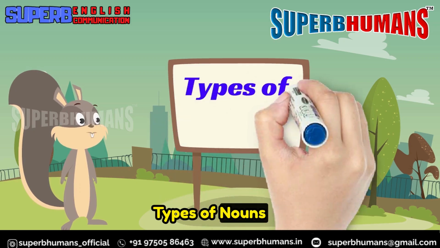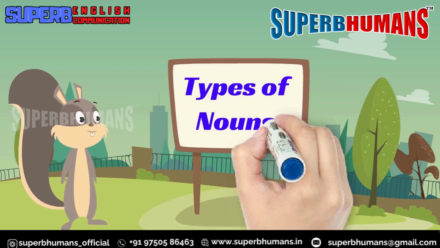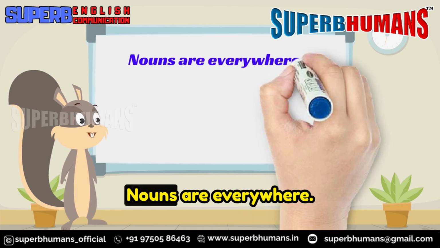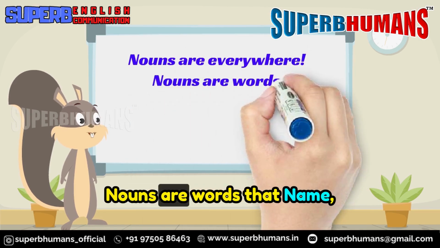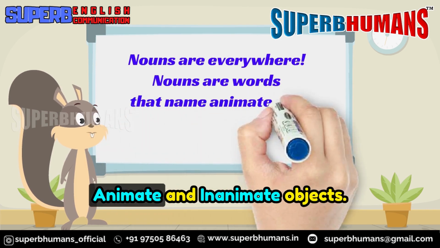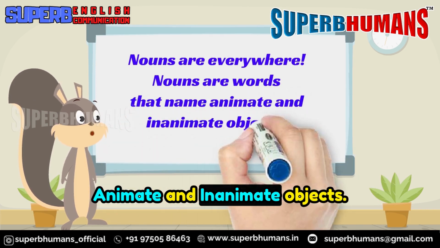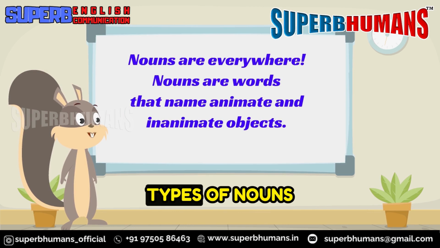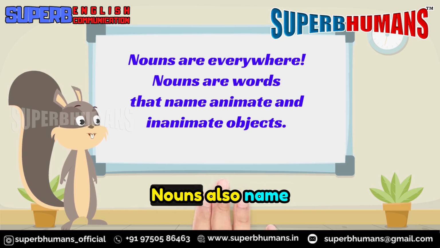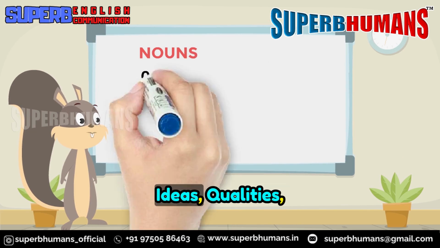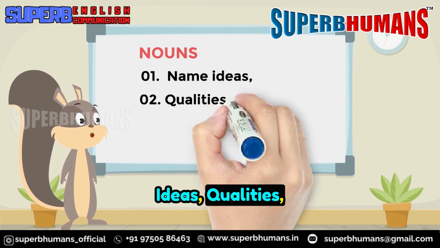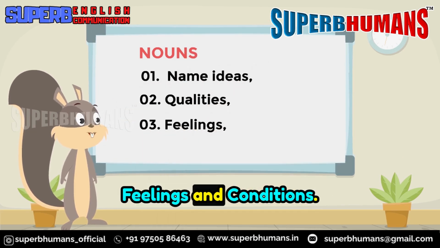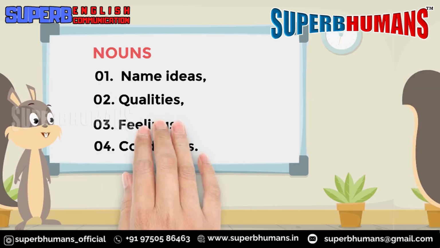Types of nouns. Nouns are everywhere. Nouns are words that name animate and inanimate objects. Nouns also name ideas, qualities, feelings, and conditions.